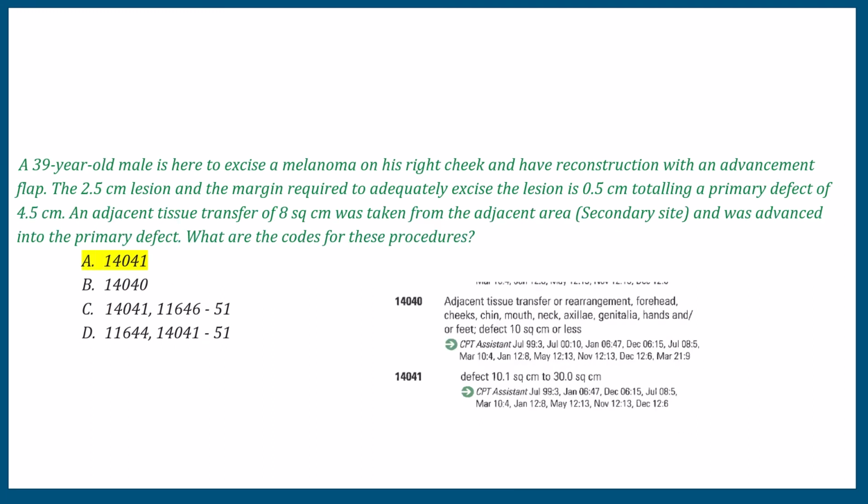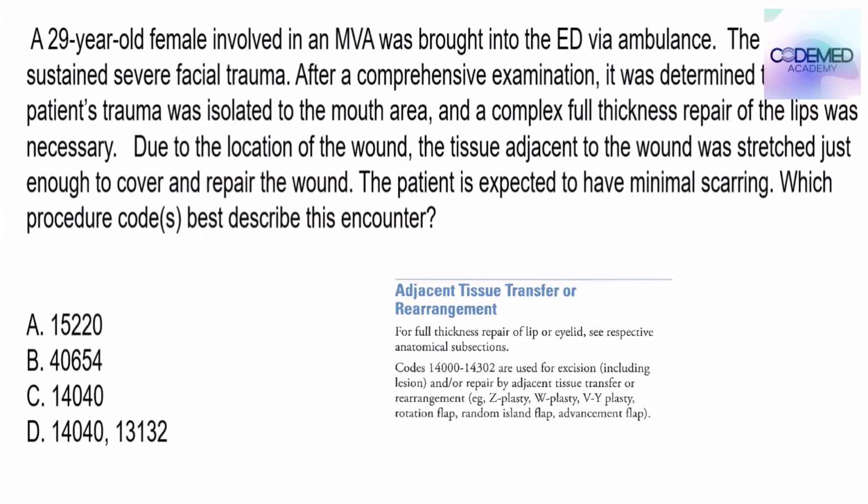So 4.5 centimeter plus 8 square centimeter, it becomes 12.5 centimeter, and that's why option A is the correct answer. B includes only 10 square centimeter or less, but ours become 12.5, and that's why we'll go with the option A. Now let us take one more example.